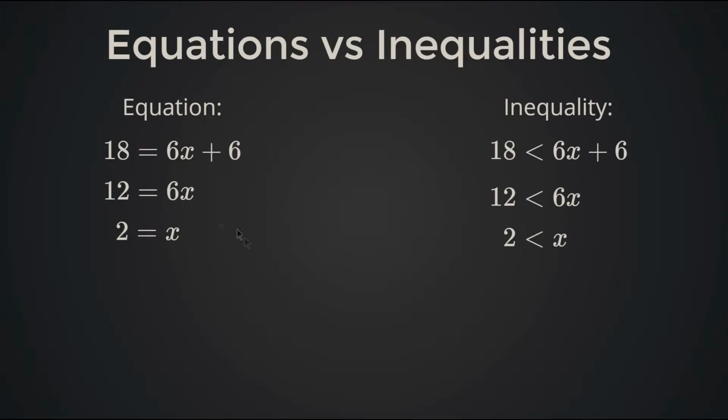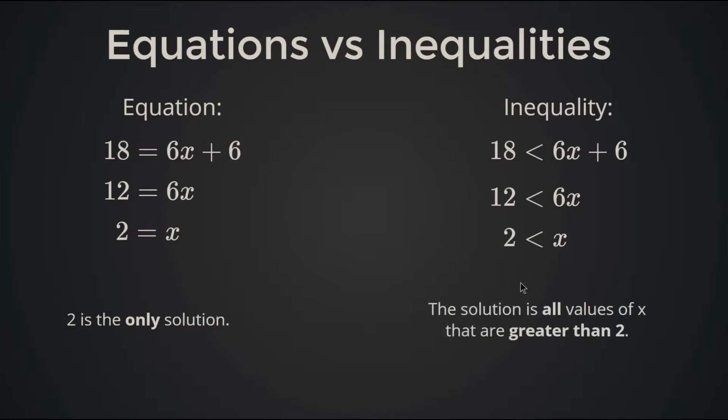Comparing both solutions, the equation's solution states that 2 is the only number that will satisfy this. Nothing less and nothing more. But on the other hand, the inequality solution states that all values of x that are greater than 2 will satisfy the inequality. Numbers such as 3, 5, 1,000, or even 1,000,000 will satisfy this inequality.